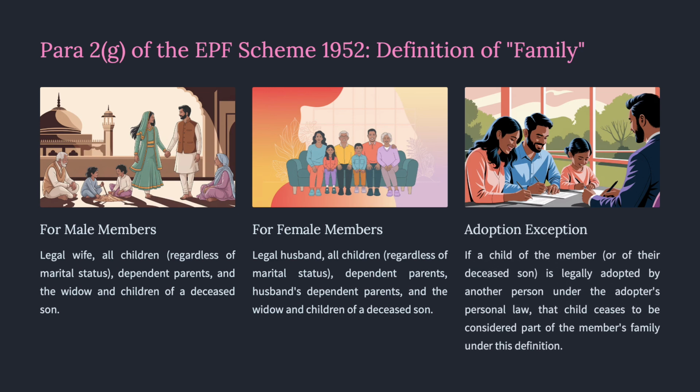Para 2G of the EPF Scheme, 1952, definition of family. For male members: legal wife, all children regardless of marital status, dependent parents, and the widow and children of a deceased son. For female members: legal husband, all children regardless of marital status, dependent parents, husband's dependent parents, and the widow and children of a deceased son.